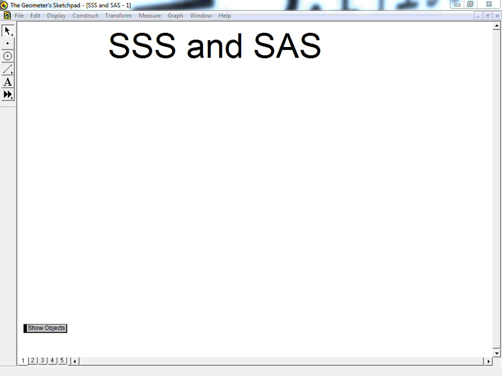Alright guys, so looking at our triangles, our triangles are composed of six parts. Three sides and three angles. So basically what triangles have are sides and angles. For side, I'm going to use the letter S, and for angle, I'm going to use the letter A. So the rules that we're going to learn today are called side, side, side. That's one of them. And the other one's called side, angle, side.